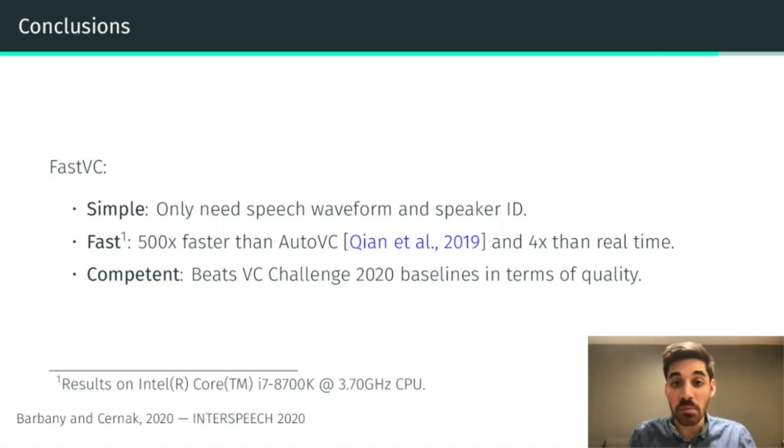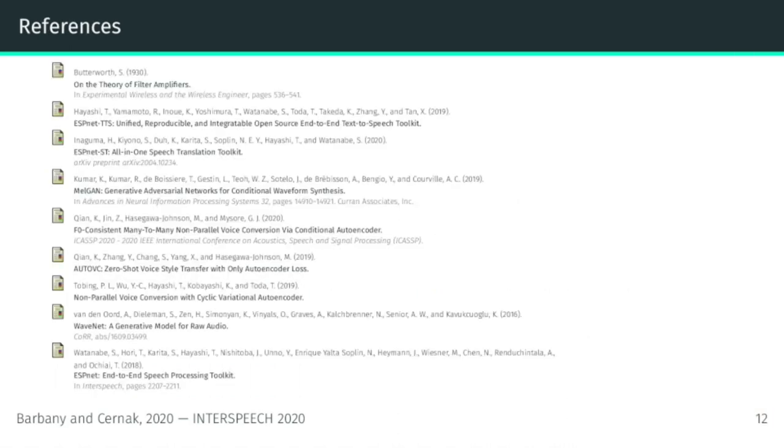Let's wrap up by reviewing the original requirements that we had. First of all, we have a simple model that is based on conditional autoencoders that learn speech reconstruction, and also don't need any kind of annotations but a speaker identifier. Second of all, we have a fast model that is way faster than AutoVC, that was our baseline. And third of all, despite these two factors, we still have quality results.